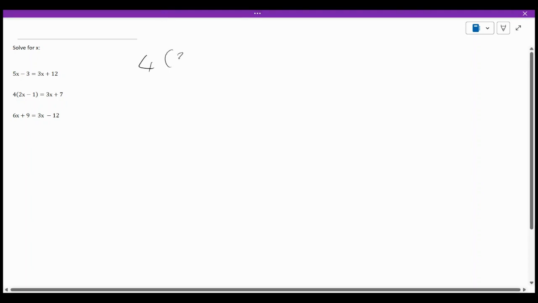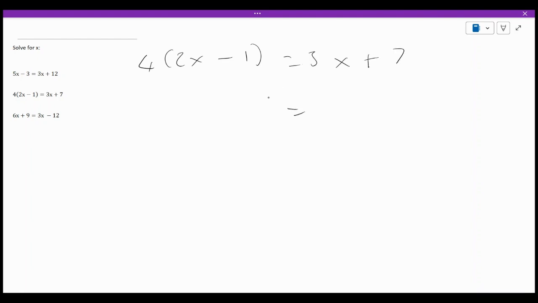Now we have 2x - 1 = 3x + 7. Now, first we have a bracket. Okay, we have a bracket. Now, this 4 is multiplying this bracket. We can just divide by 4, get rid of this 4, but it will complicate things on the right. So what we're going to do, we are going to distribute this 4 on both of these two terms, right? So we're going to say 4 times 2x and 4 times negative 1. So we're going to have 8x - 4 is equal to 3x + 7.